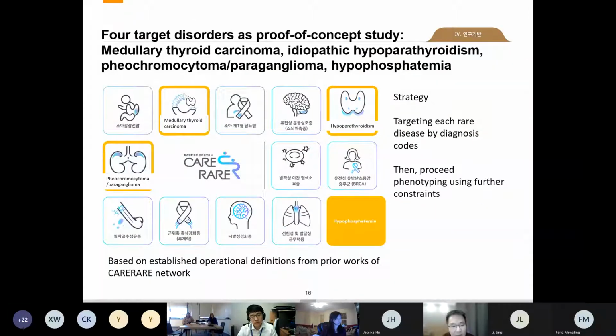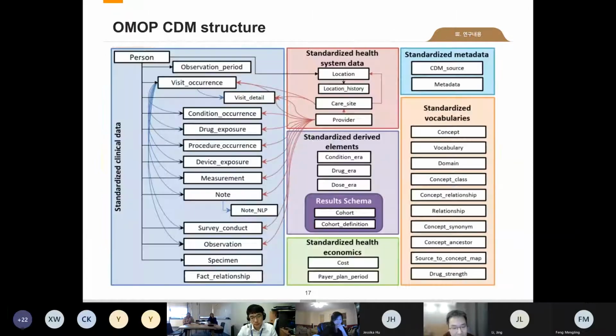So for the first target, we focused on 4 diseases which can be linked to the National Claim Database with the Carrier Network Platform of Korea. The target diseases were medullary thyroid carcinoma, hypoparathyroidism, which is not surgical hypoparathyroidism, pheochromocytoma and paraganglioma, and hypophosphatemia without secondary etiologies. So the strategy was targeting each rare disease by diagnosis code, then processing phenotyping using further constraints. Because how we define this phenotype was the core problem of this project, and I'll comment on it later.